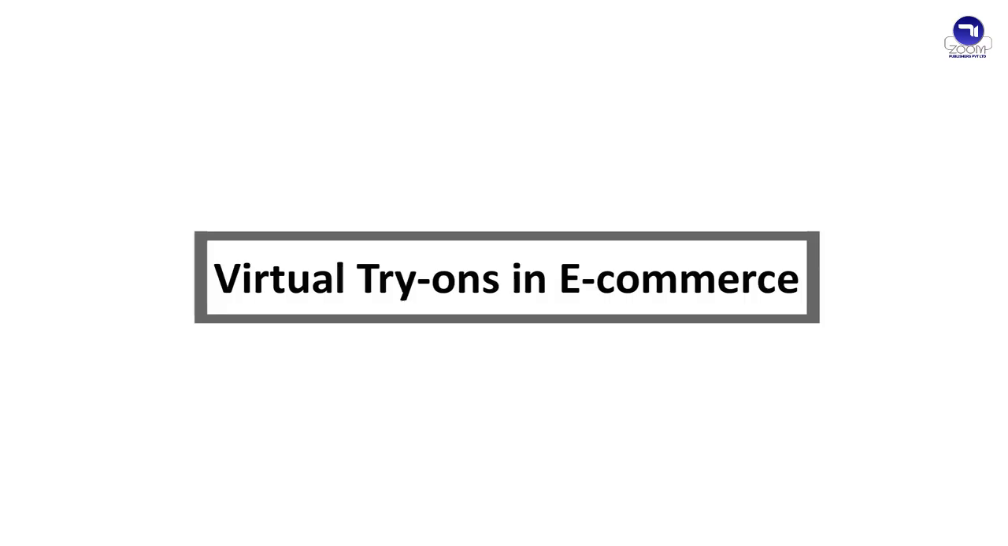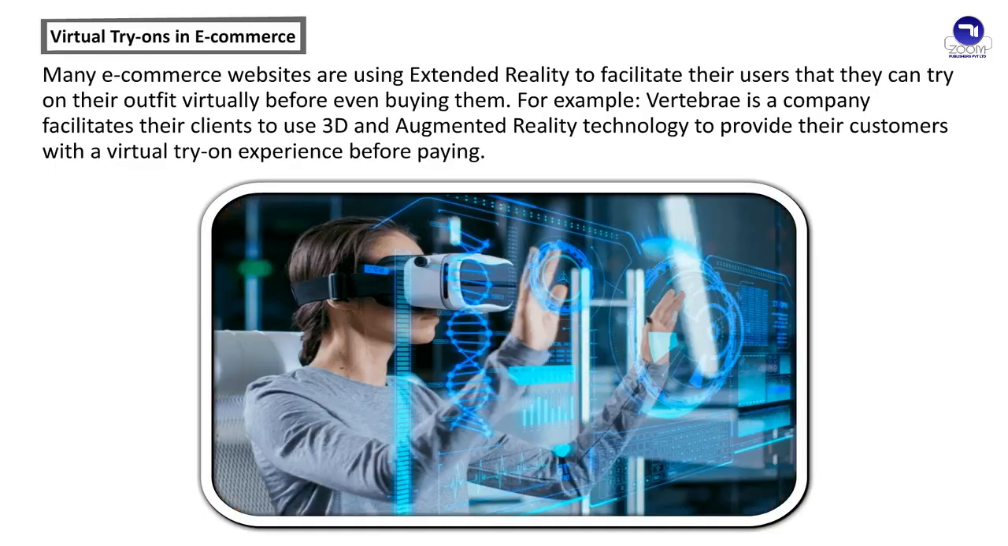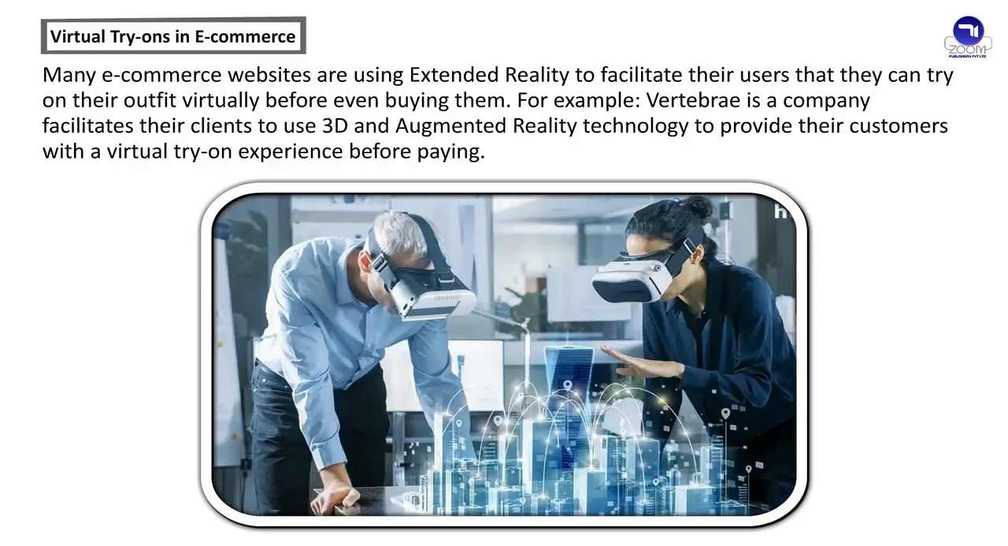Virtual try-ons in e-commerce. Many e-commerce websites are using extended reality so that their users can try on their outfits virtually before even buying them. For example, Vertebrae is a company that helps its clients use 3D and augmented reality technology to provide their customers with a virtual try-on experience before paying.